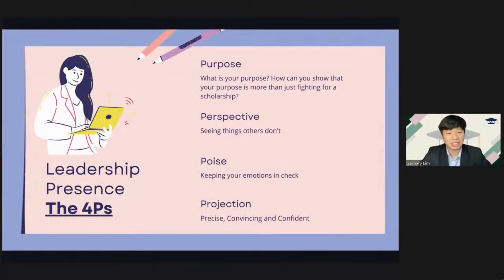And the last thing is projection. This is more towards your presentation. You have to be precise, convincing, and confident. When you're sitting down, sit straight up, don't slouch, and don't cover your face below the camera. Just try to be visible throughout the whole camera. When you're speaking, be clear, be concise, be convincing, and your tone of voice must be confident. And that's about it for the 4 P's that you can try to utilize during your group interviews.